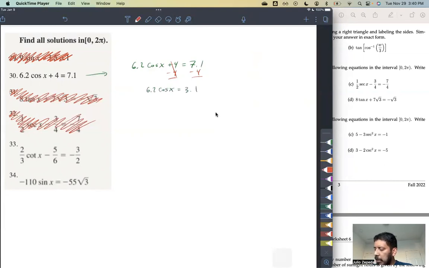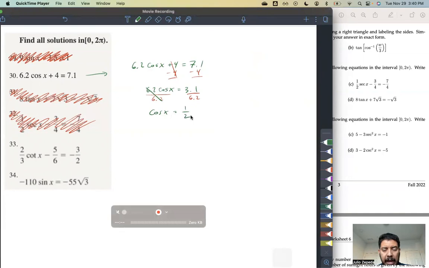So we subtract the 4 on both sides, divide by 6.2, and the cosine of x equals 3.1 over 6.2. You can see that one is twice as big as the other, so this is 1/2. And so we want all angles from 0 to 2 pi where the cosine of that angle is 1/2.